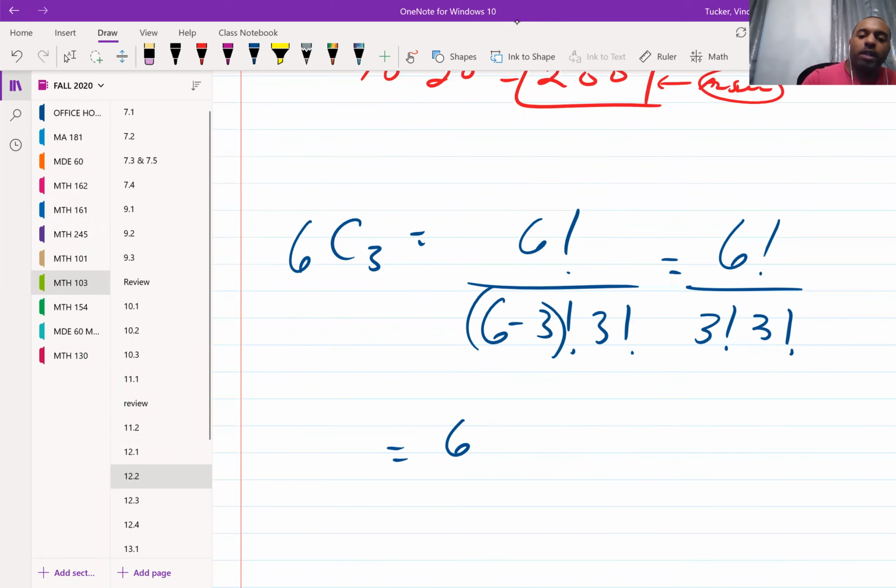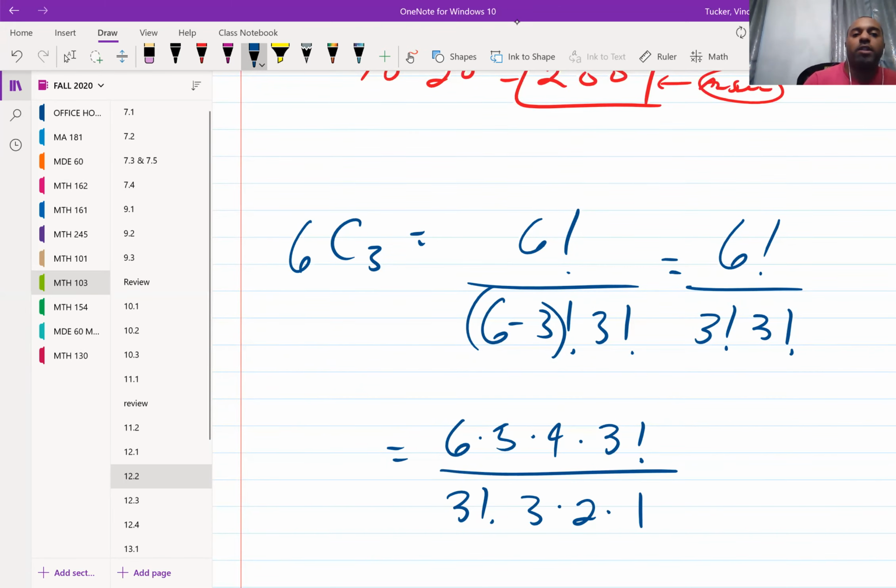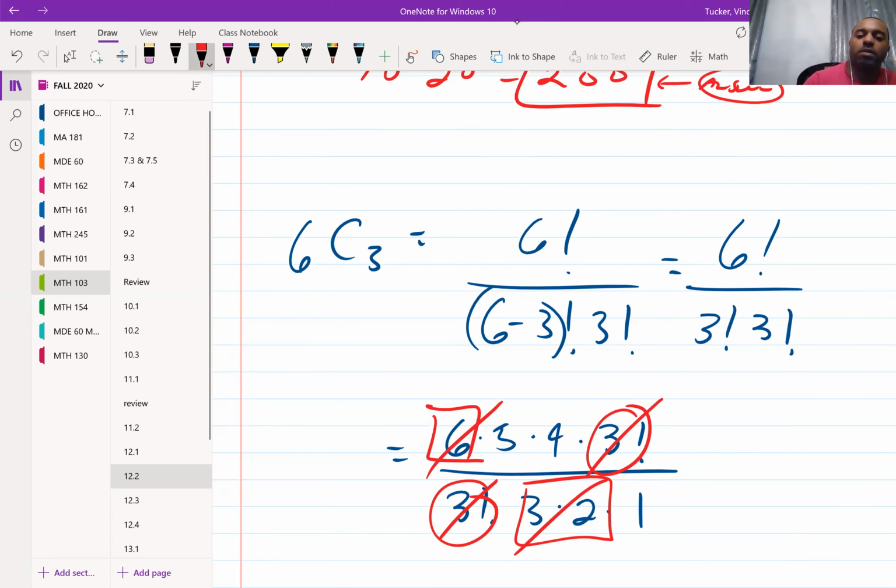And then I would be looking to cancel out some stuff. So 6 factorial is 6 times 5 times 4, and I will cancel out that and expand this. So this 3 factorial cancels out with this one. And then 3 times 2 is 6, which cancels out with this. And so what you're left with is just 5 times 4, which is 20. So if you're doing it by hand, then that's how you would go about knocking it out.